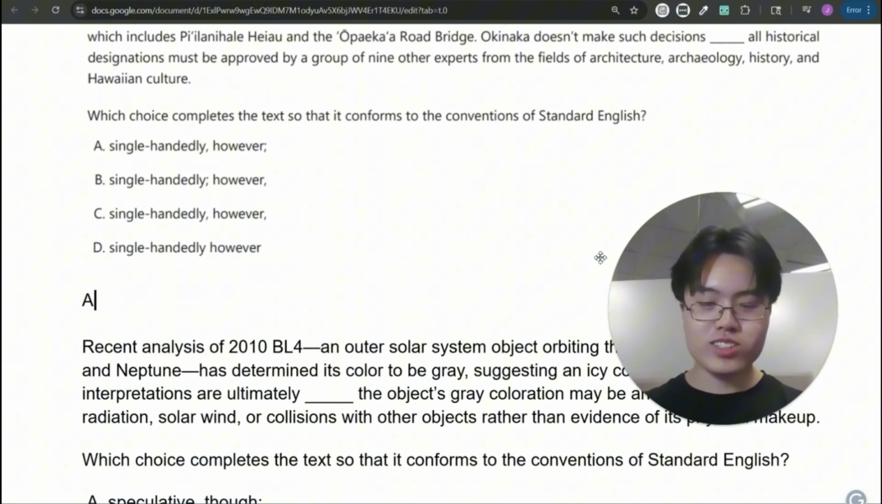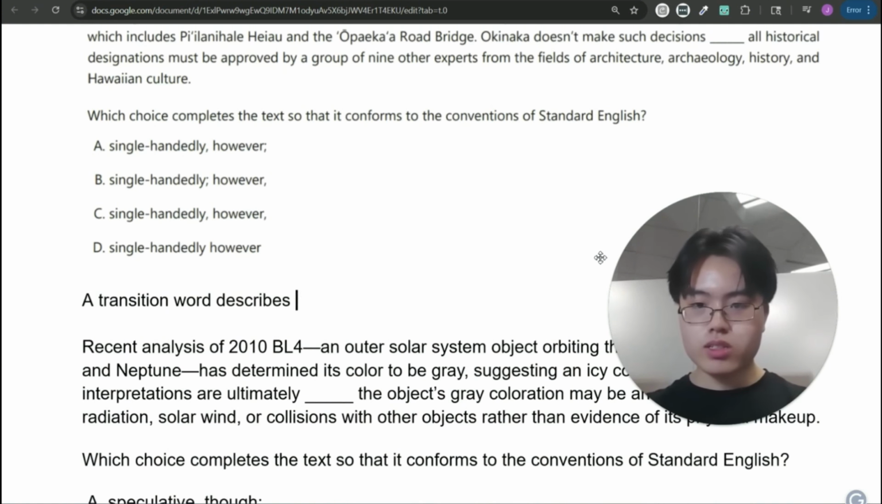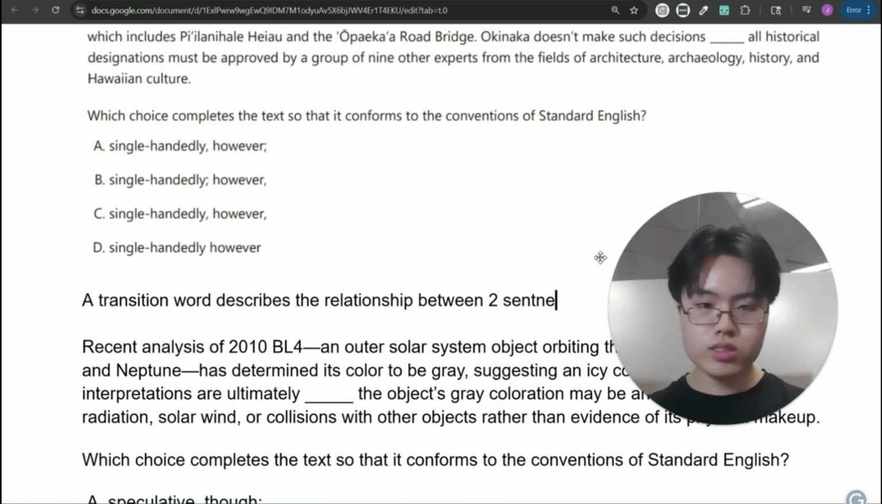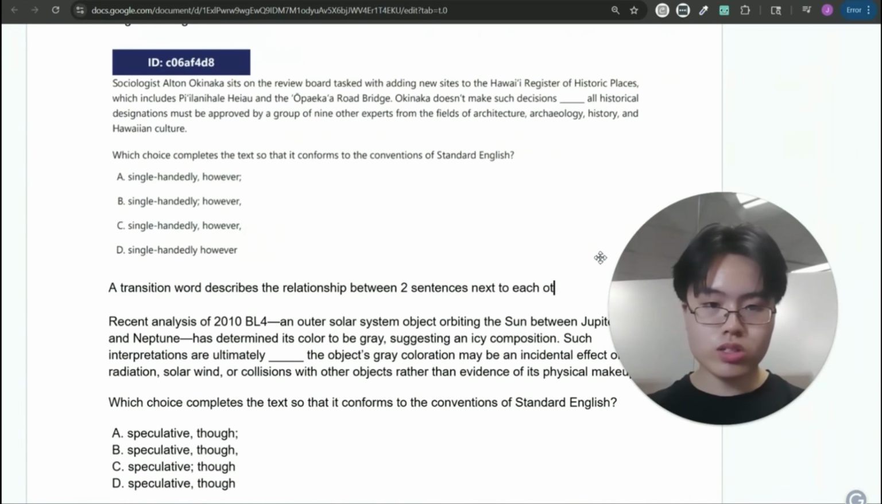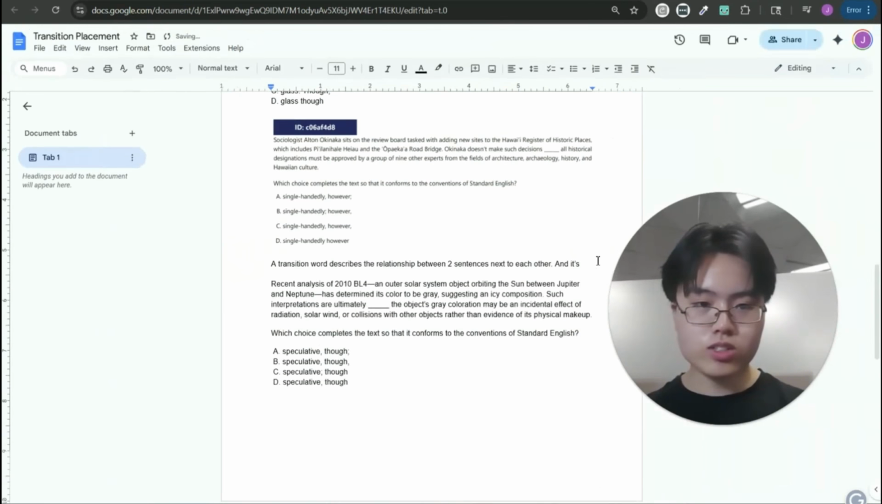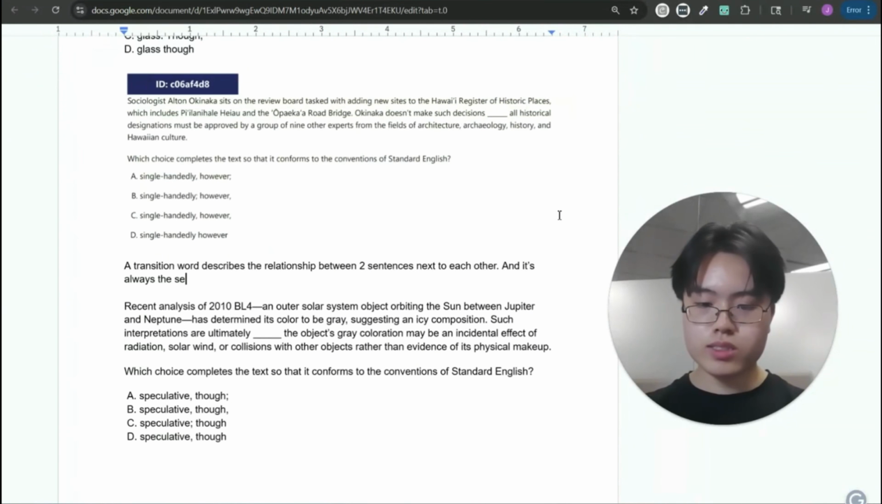Okay. A transition word describes the relationship between two sentences next to each other, and it's always the sentence the transition word is a part of, and the sentence before that.